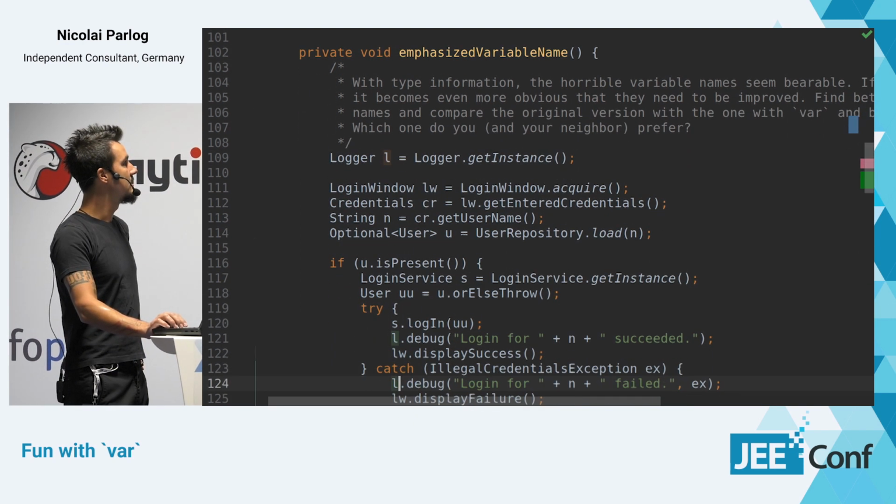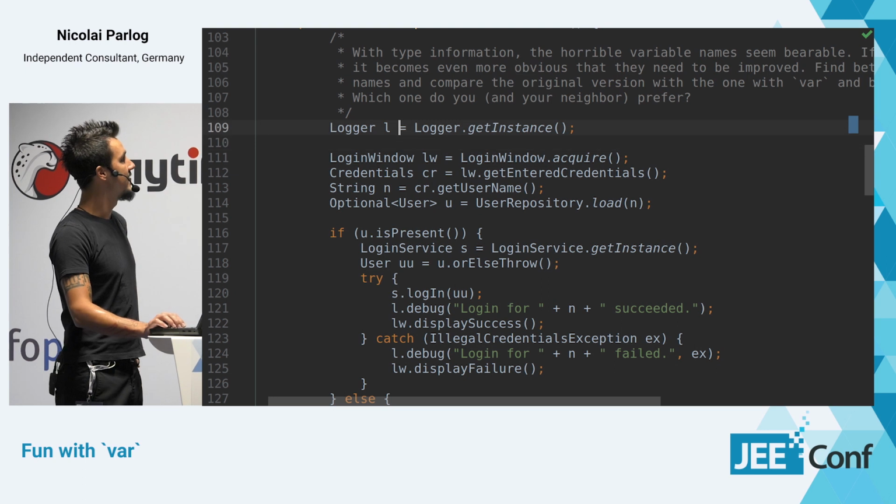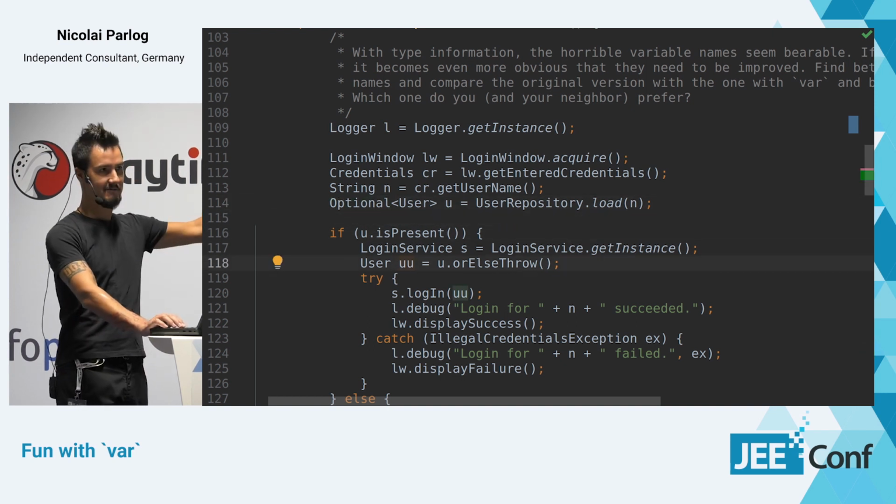So I wrote some code here which has horrible, horrible variable names. L and LW and CR and then N, of course, because it's a name, I guess. And U, and then we need another U, so we go with UU, right? So this is the horrible code.